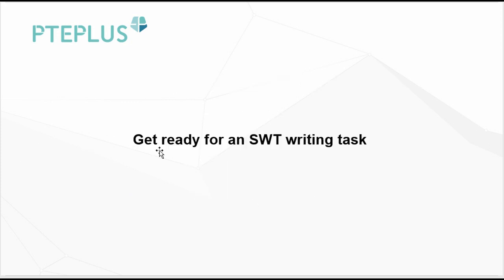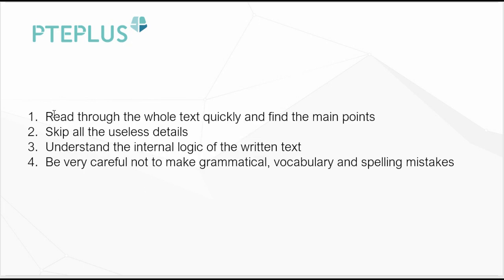So, how do we get ready for the SWT writing task, summarizing written text? We need to, first of all, read through the whole passage quickly to find the main points. We need to skip all the useless details, so that comes with practice, and it comes with techniques which we're going to teach you later in terms of identifying what is a useless detail and what is the main point. We need to understand the internal logic of the written text and be very careful not to make grammatical, vocabulary, and spelling mistakes. So obviously we're going to go on in detail about what is internal logic and how can we avoid these sort of mistakes in the later sessions.